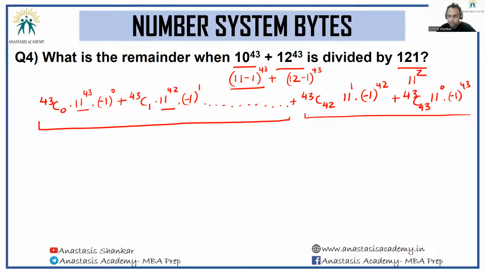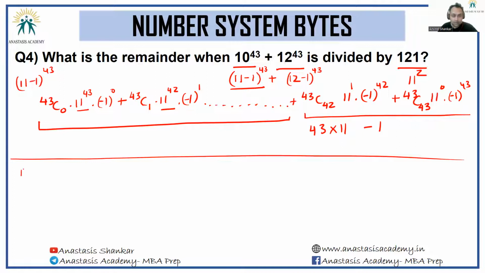Okay. So from here we get 43 into 11 and from here we get minus 1. We have done this work for 11 minus 1 raised to the power 43. Let us do the same work for 11 plus 1 raised to the power 43. Hopefully you can see the writing process is going to be pretty much the same, and so on and so forth.